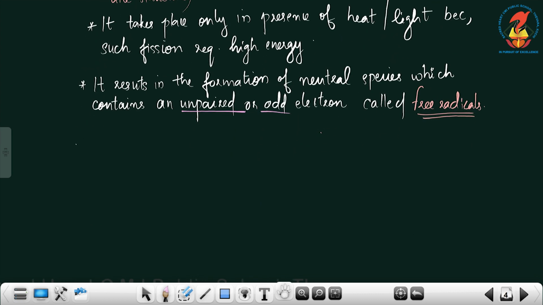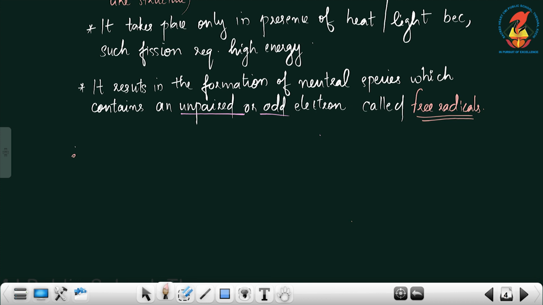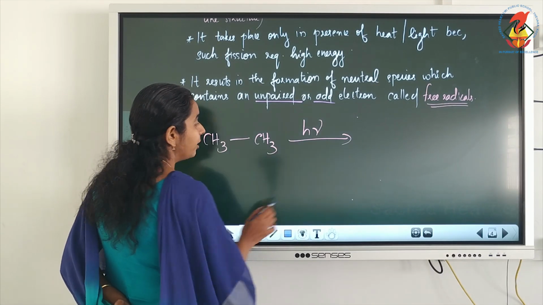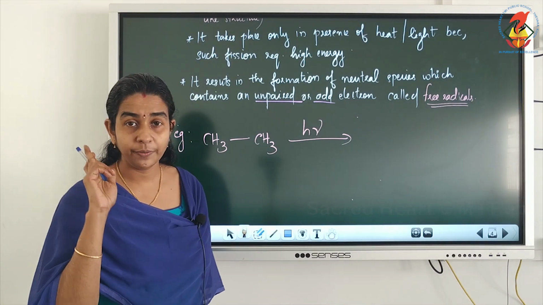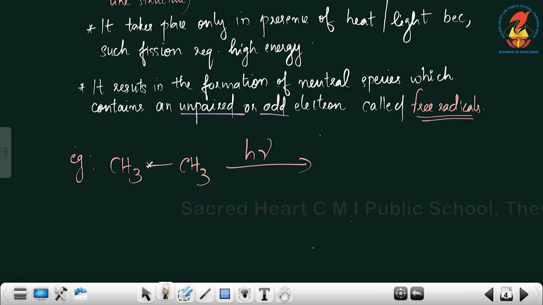One more example we can see. For example, ethane. We know the formula is CH3CH3. In the presence of light radiation, what happens? Remember, in the presence of heat or light, which fission always takes place? Homolytic fission. Here we know that a single bond means a single pair of two electrons.